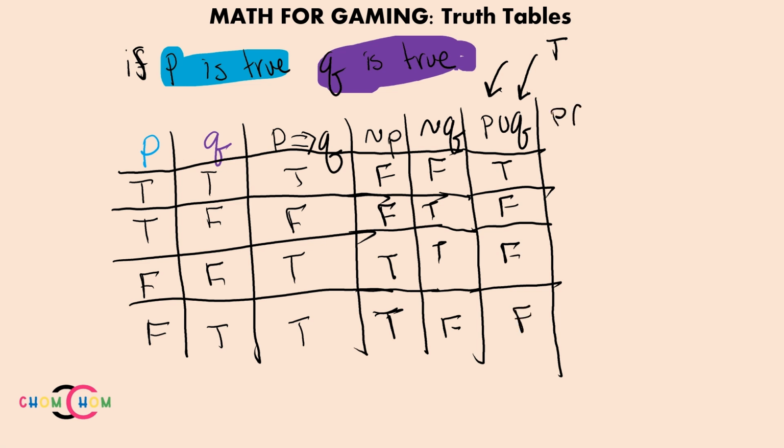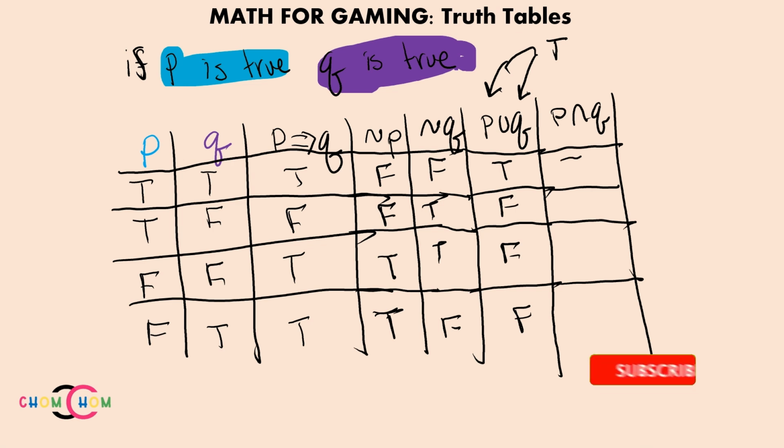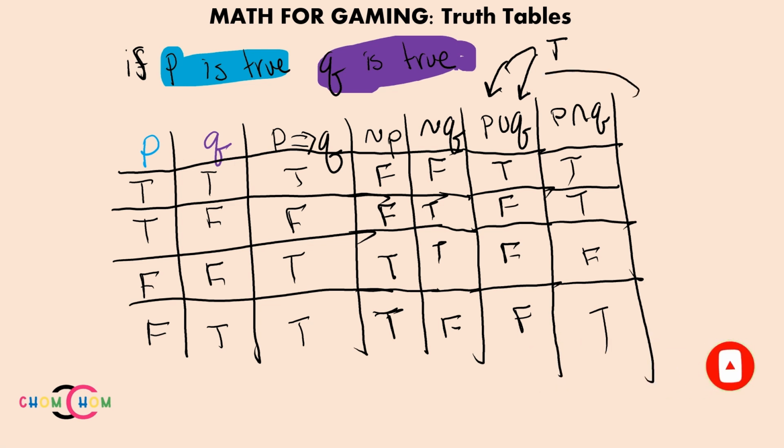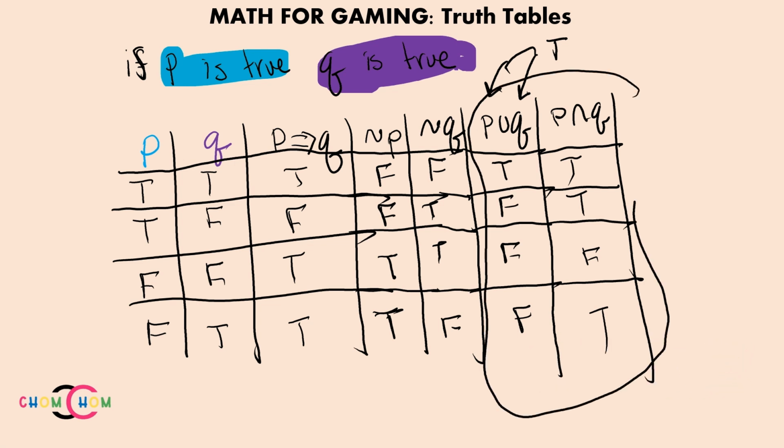Now we have P or Q. So if P or Q is true, then it is going to be true. So just one of these has to be true, but for and, both have to be true. So just one has to be true. First column, true, true, false, true. So that's how our logical operators tie into this.